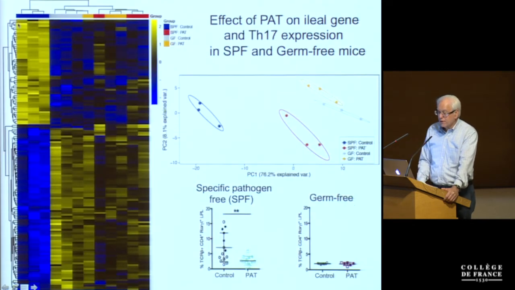Here are the normal mice, no antibiotics. They cluster all by themselves. Here are the germ-free mice, whether they get antibiotics or not, they cluster together. Here are the conventional mice with antibiotics. They're actually clustering with the germ-free.